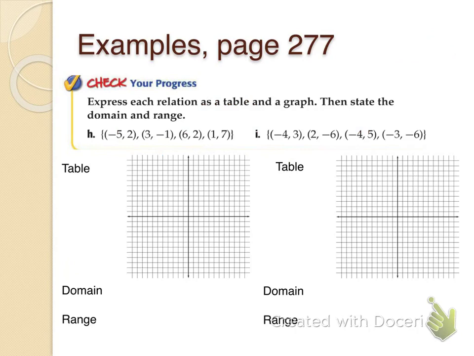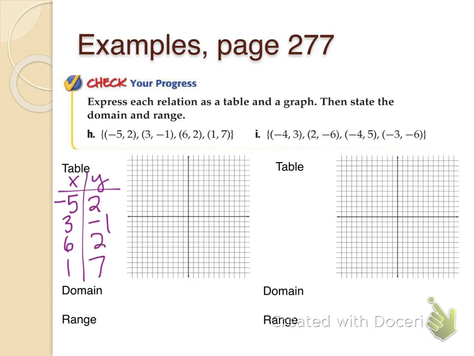All right, here we go. Examples, page 277. Express its relation as a table and a graph, then state the domain and range. So right here, let's graph it first. Well, actually, we'll put it in a table first. All right, so here we go, table. When you do a table, make sure you do X and Y at the top, and then draw kind of like a T-chart. So for X, our first number, we have negative 5, 2, 3, negative 1, 6, 2, and 1, 7.